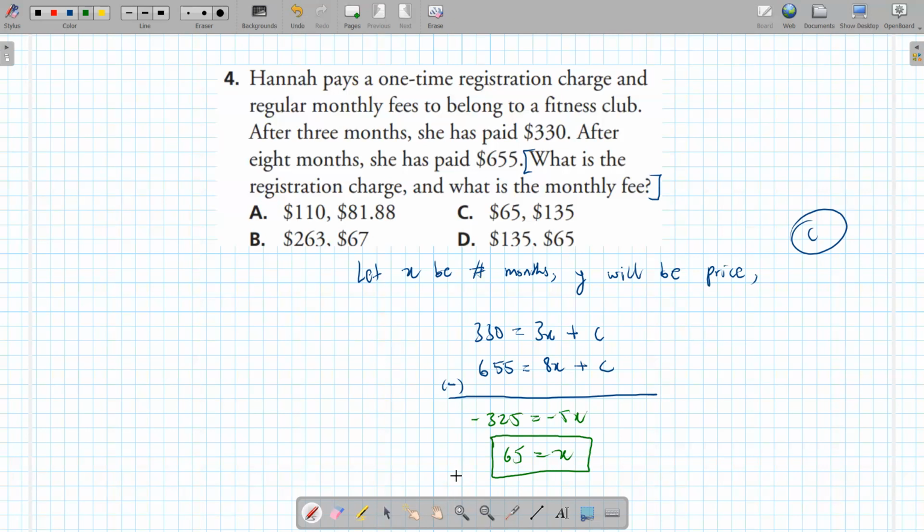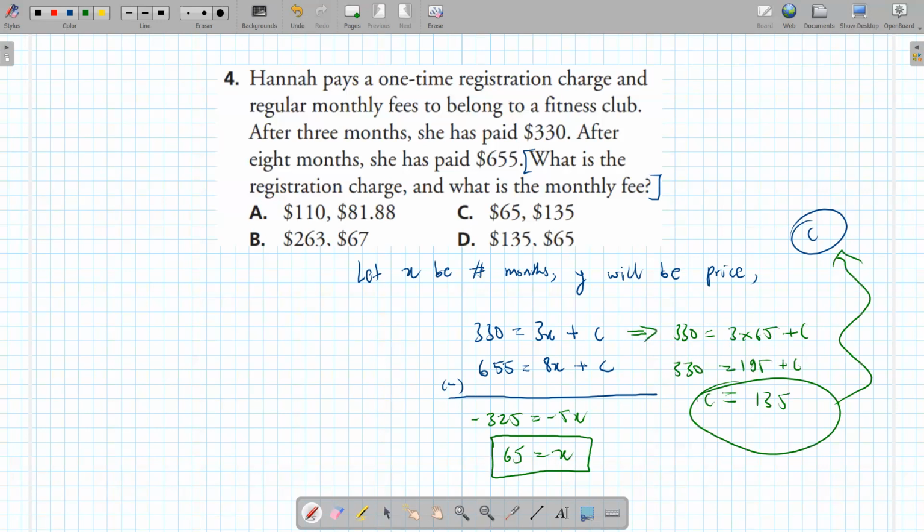To find the C, we are going to plug x into either one of those equations. So 330 becomes 3 times 65 plus C. So 3 times 65 is 195 plus C equals 330. Subtract 195 from both sides. C is 135. So our registration fee was 135, the constant. Our slope, the monthly fee, was 65. So the answer is 65, 135. That makes sense?